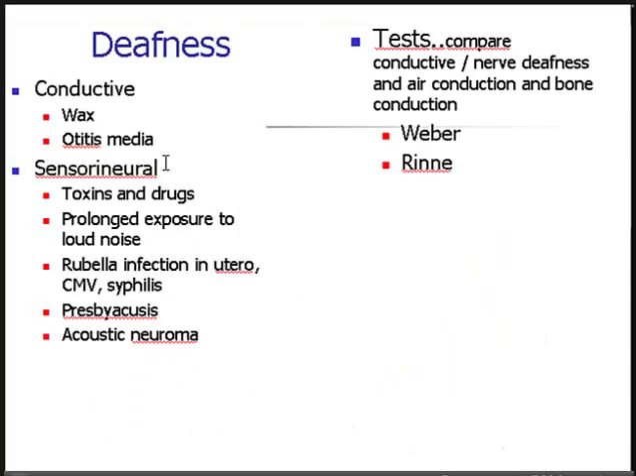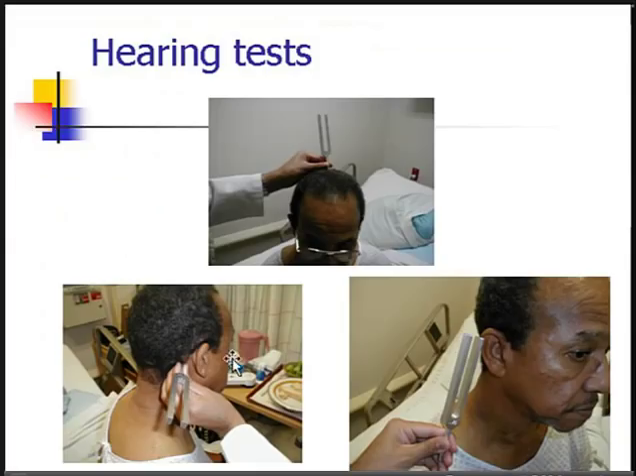Now, how do we do these tests? We do two tests, and in the tests we compare whether it is a conductive type of deafness or a nerve type of deafness. And then we also want to see whether air conduction is better than bone conduction or vice versa. The two tests we employ are known as Weber's test and Rinne's test. So let's look at these two tests, and the next image shows you that.